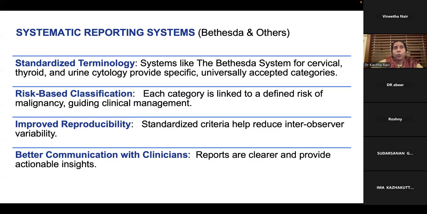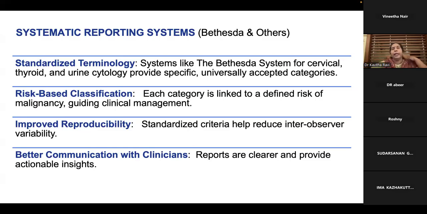So what is the ROM? The risk of malignancy in a particular report is also given very clearly. And that quantification is based on previous statistical analysis. Then the most important thing is the reproducibility of these reports. There is a marked reduction in the inter-observer variability, and it enhances the reproducibility.